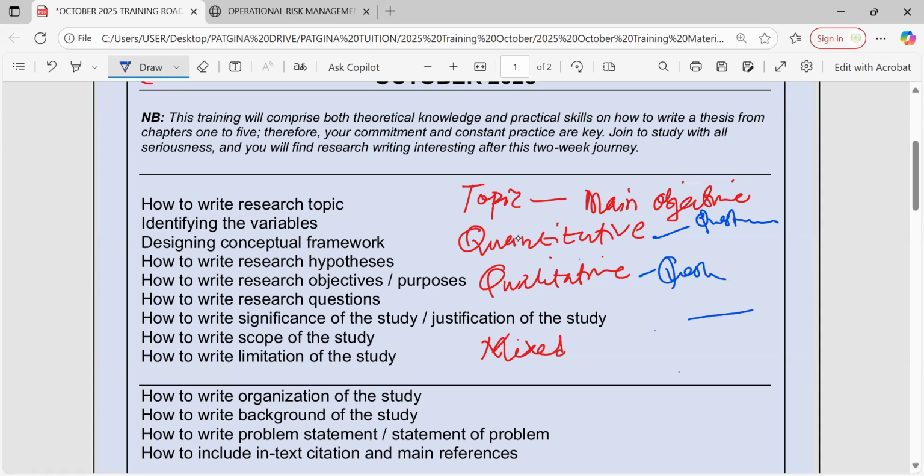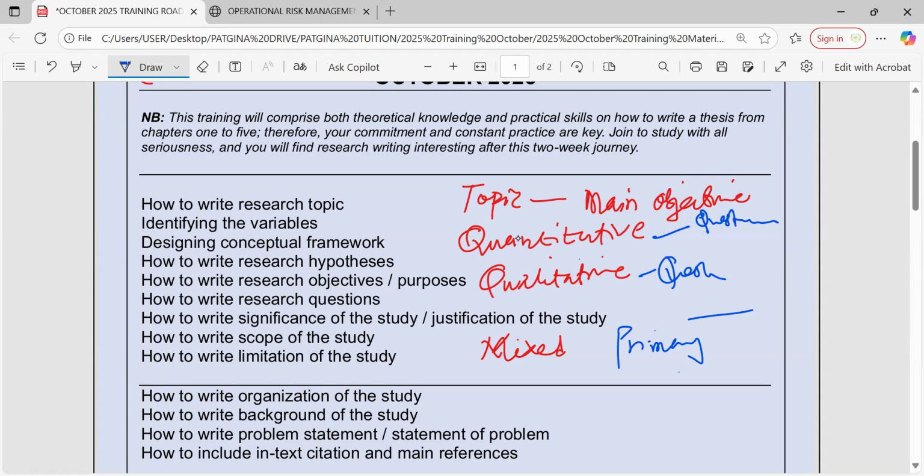And for the quantitative, we can collect primary data. We can also collect secondary data. When we say primary data, it means you are taking it from the person directly. So you will go, you give it to the person, who will fill it.